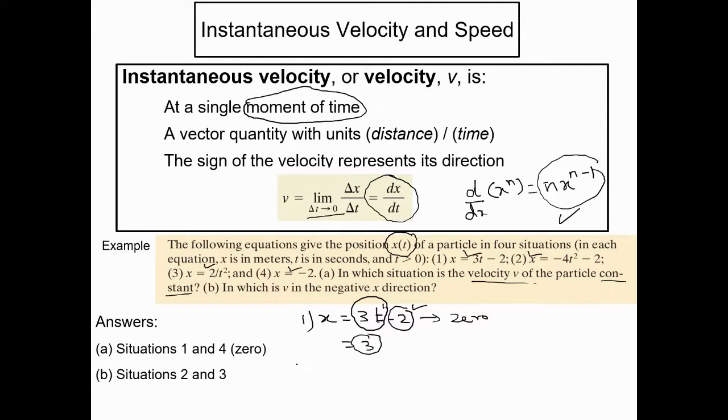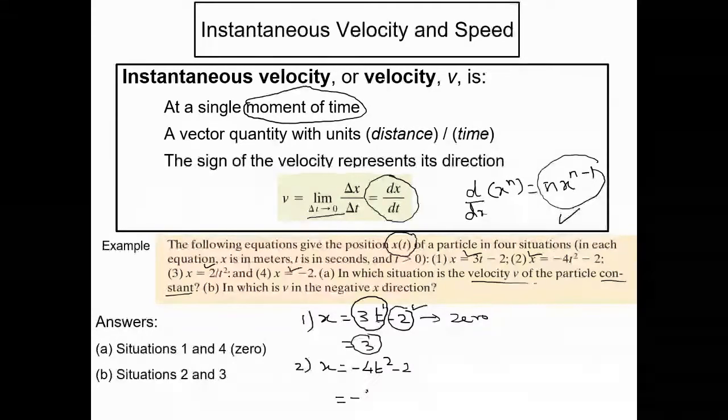What is my second situation? X is equal to minus 4t square minus 2. Apply this rule. If you apply this rule, what will you get? Minus 8t. Minus 4 times 2, minus 8t. Am I right or not? Yes. Is minus 8t a constant? No. It's not a constant. Okay. Let's go for our third category.